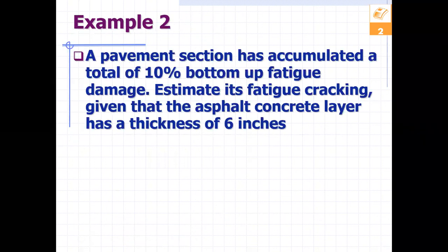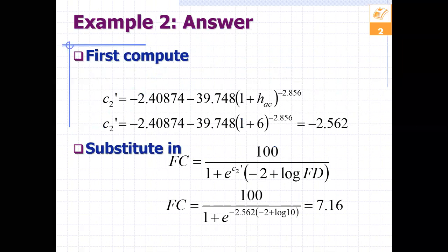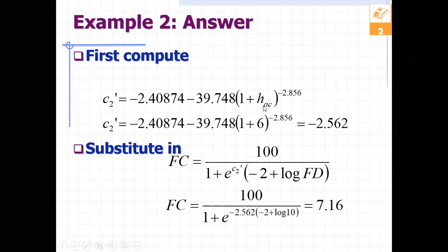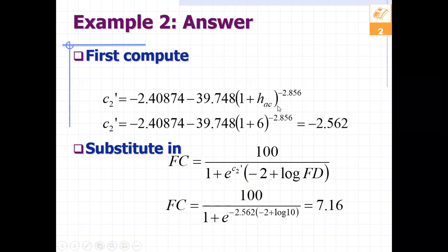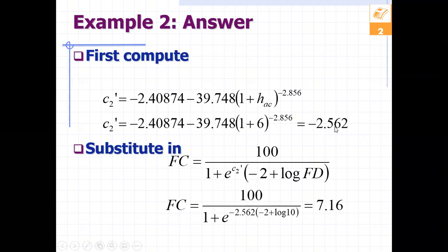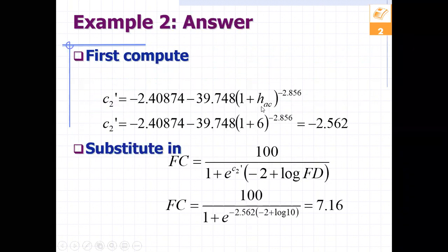Now let's look at what happened when we know the fatigue damage, and how do we take the fatigue damage to the cracking, okay? To take fatigue damage into cracking, we need to estimate this C2 prime, which is based on HAC. And once you have estimated that, you get the C2 prime value. In this case, for instance, it is minus 2.5. And this is for a specific circumstance, right? So I'm assuming that I have a 6 inches asphalt layer and that I have a 10% bottom-up fatigue damage.